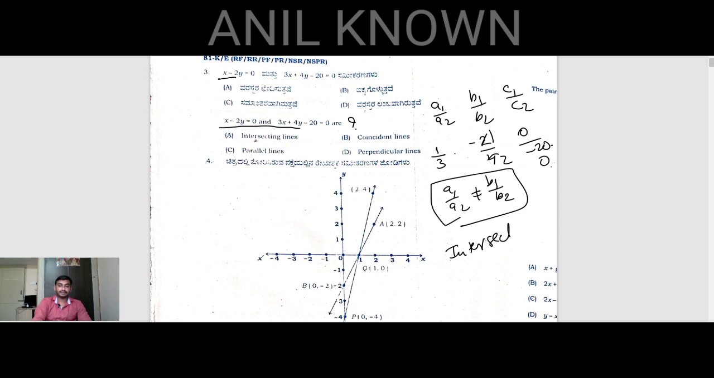What is b1 by b2? That is minus 2 divided by 4. And what is c1 by c2? Here c is not there, that is 0 divided by minus 20. That is 1 by 3, and 2 ones are 2, 2 twos are 4, and this will be 0 by anything is 0. Therefore here see, a1 by a2 is not equal to b1 by b2. So this is the condition for intersecting lines. Therefore the answer is option A, intersecting lines.